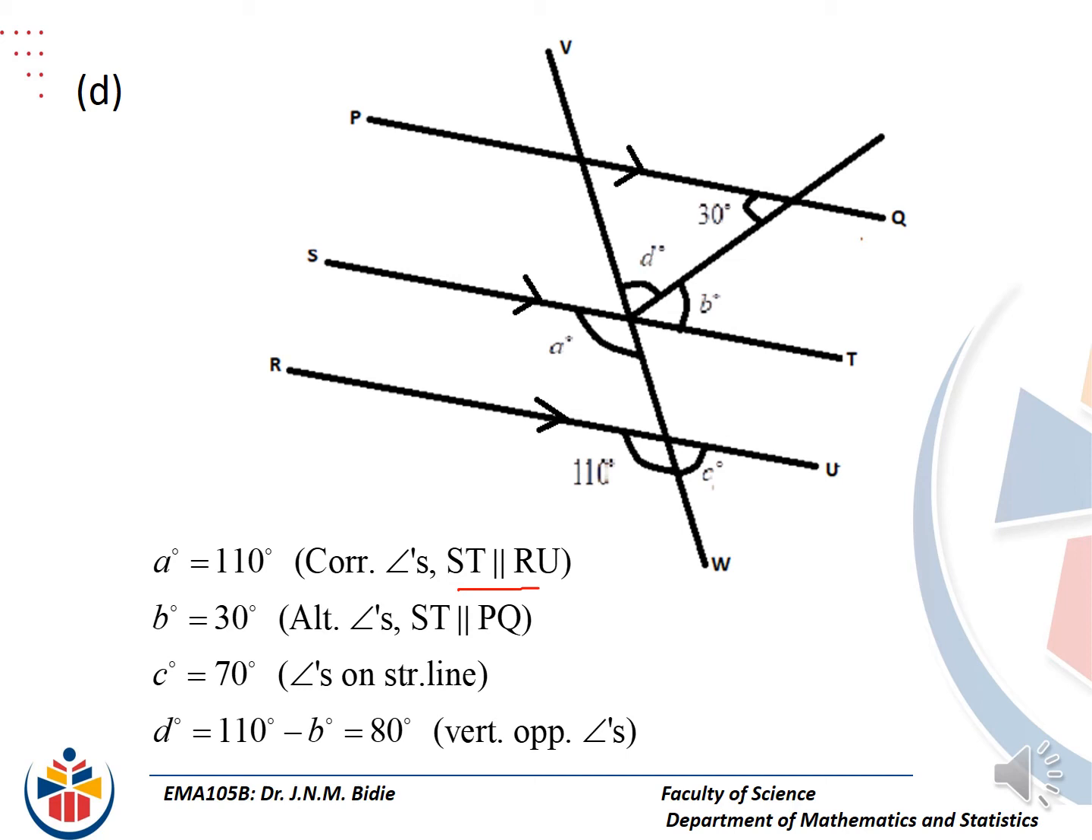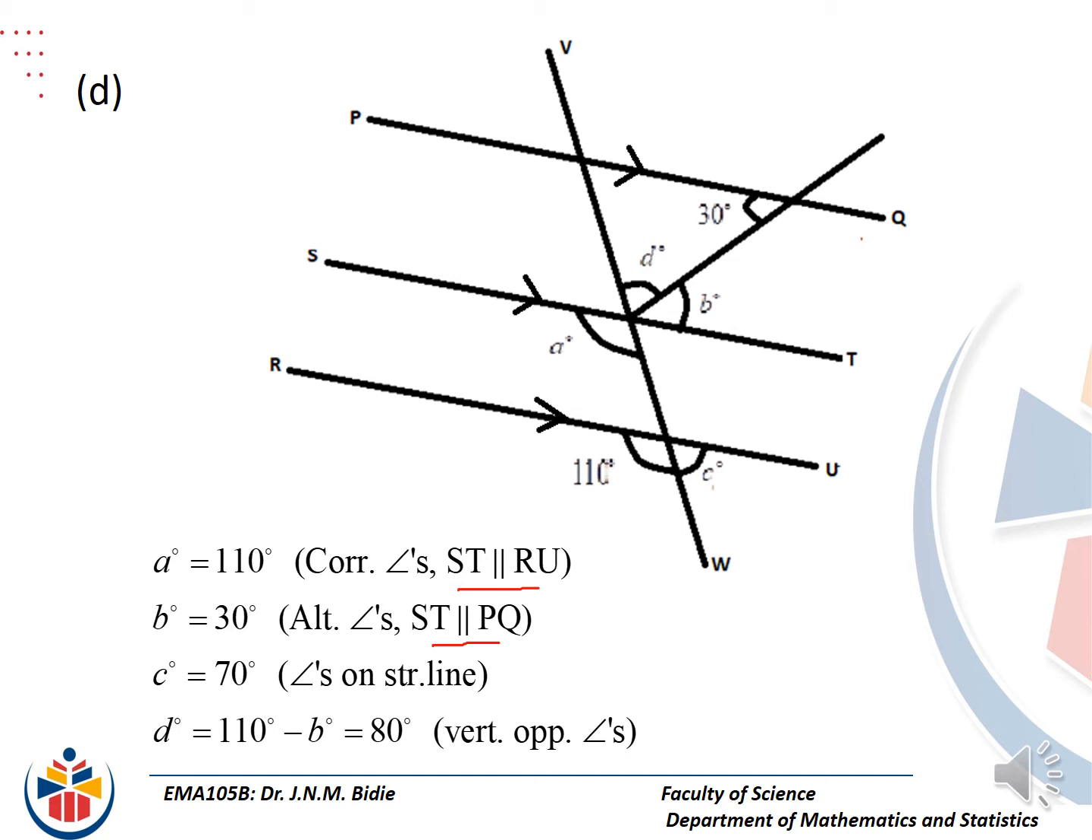And then we go to B. In order for us to get B, we have to acknowledge that PQ and ST are parallel. So therefore, we have alternate angles. Again, note that I've specified it in my statement there that ST is parallel to PQ. So B is 30 degrees.